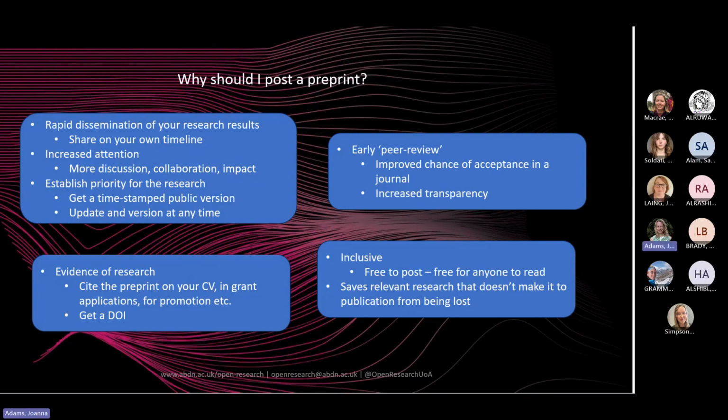Preprints are also inclusive. They are free to post, it doesn't cost you anything, and they're free for anyone to read. Often you'll find with journals that you need to pay to publish, you might need to pay to read it. If you're not an institution that has an open access agreement, then you're maybe not able to publish. So the preprint means that anyone can share their research and anyone can read it. You don't need to have funds or be a rich institution.